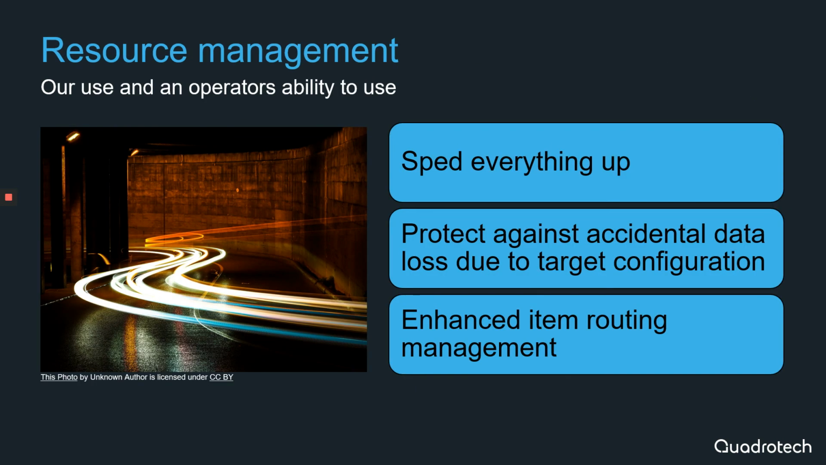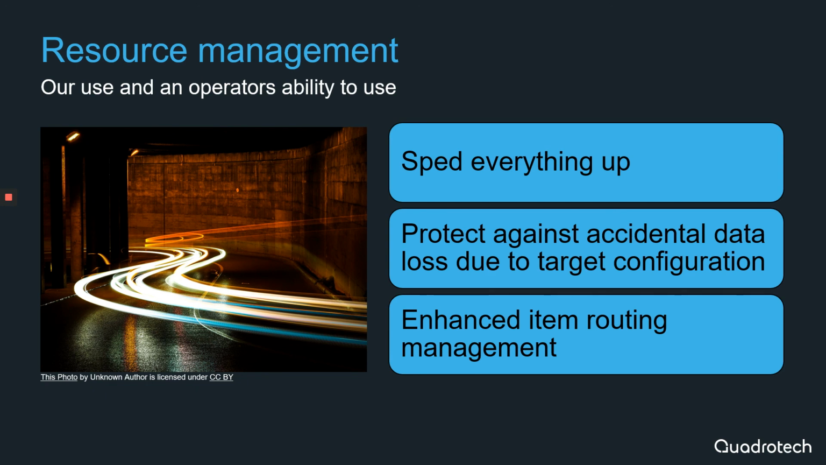For resource management, we've sped up many aspects of journal transformation to have a lighter touch on areas of it and be able to process more. We also have designed several features to be able to protect against accidental data loss throughout the course of a migration due to the target configuration. This is to ensure that our customers are getting the data they expect to at the point of project completion, not just at the point of authoring the data.